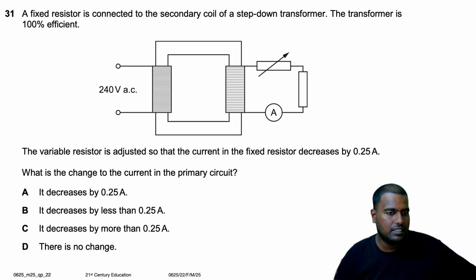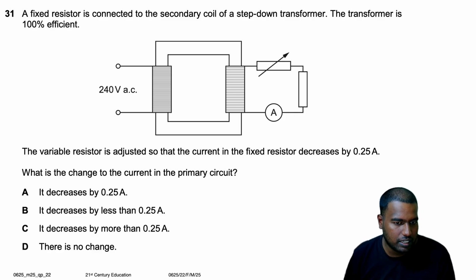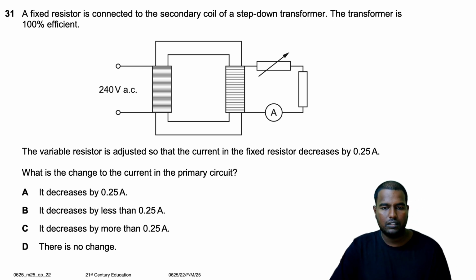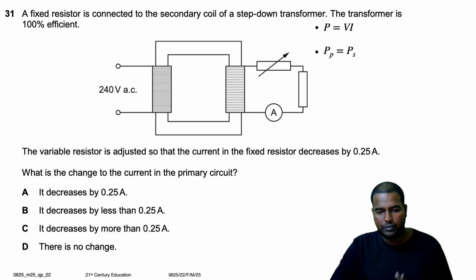A fixed resistor is connected to the secondary coil of a step-down transformer. The transformer is 100% efficient. The variable resistor is adjusted so that the current in the fixed resistor decreases by 0.25 ampere. What is the change to the current in the primary circuit? Okay. So now we know that power is V into I in the transformer. Power in the primary coil is equal to power in the secondary coil.